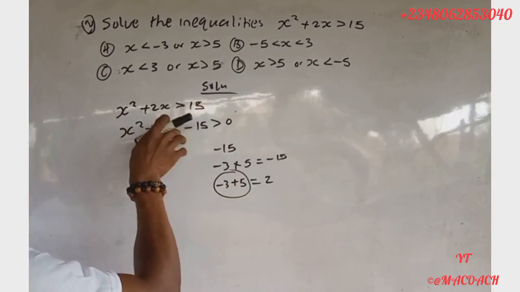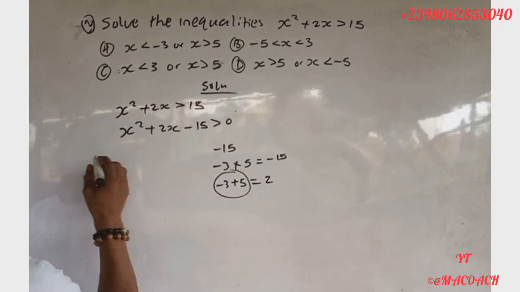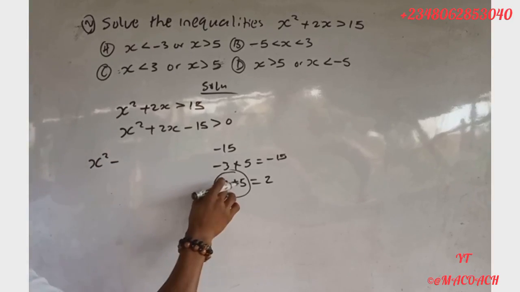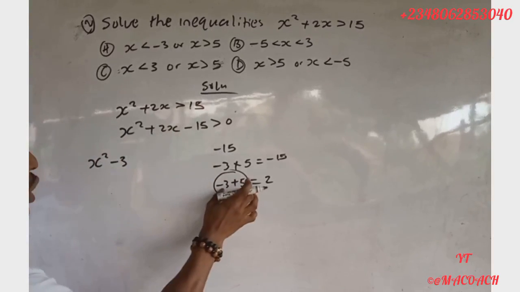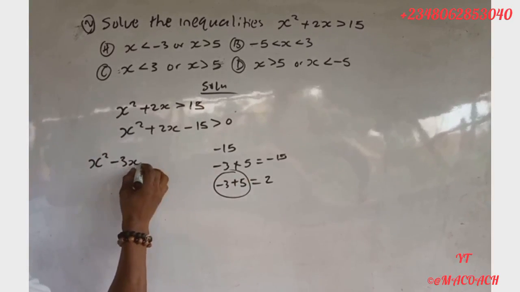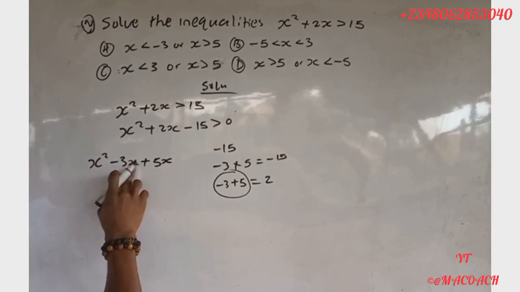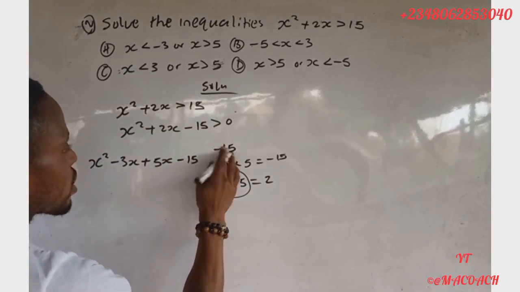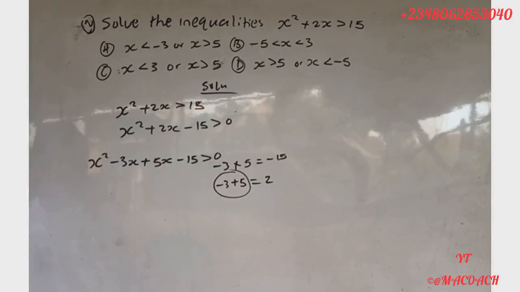Okay, let's expand this. We have s squared, plus, because of this minus 3, that will be minus 3s. We use this to expand this 2 here, so that's minus 3s plus 5s, because minus 3s plus 5s will give 2s. Here we have minus 15. So let me finish: s squared plus 2s minus 15 greater than 0.